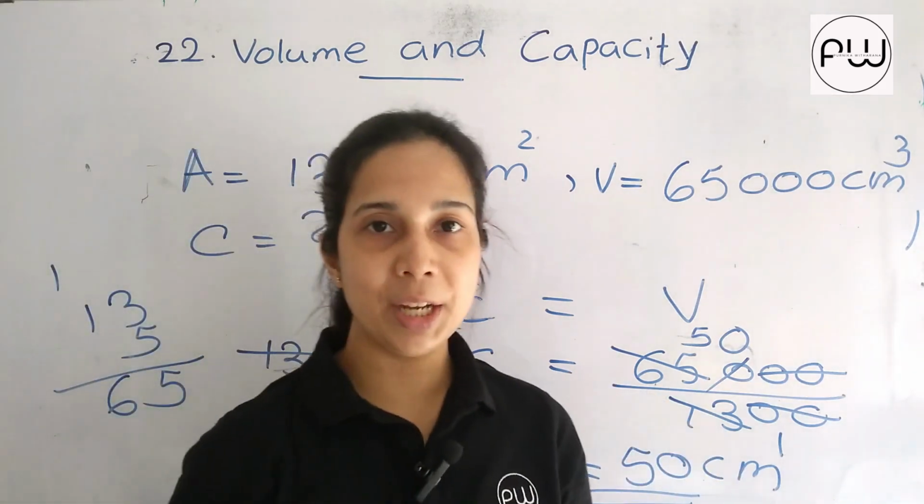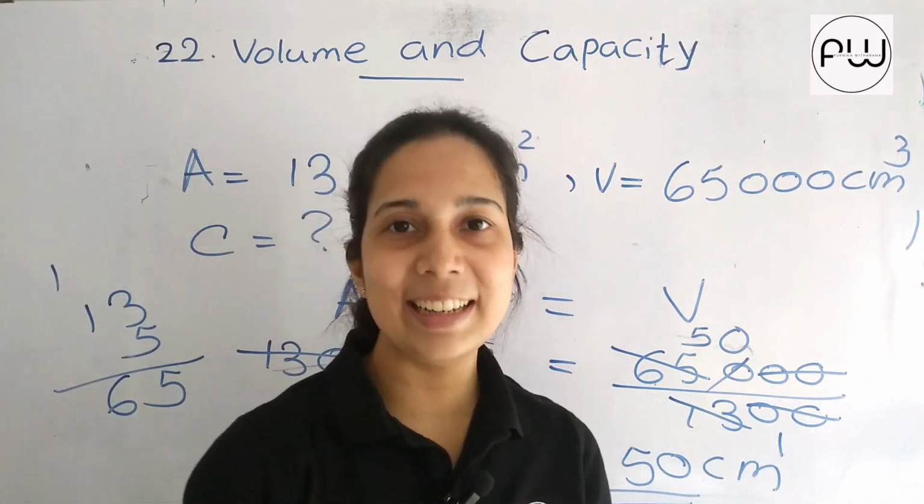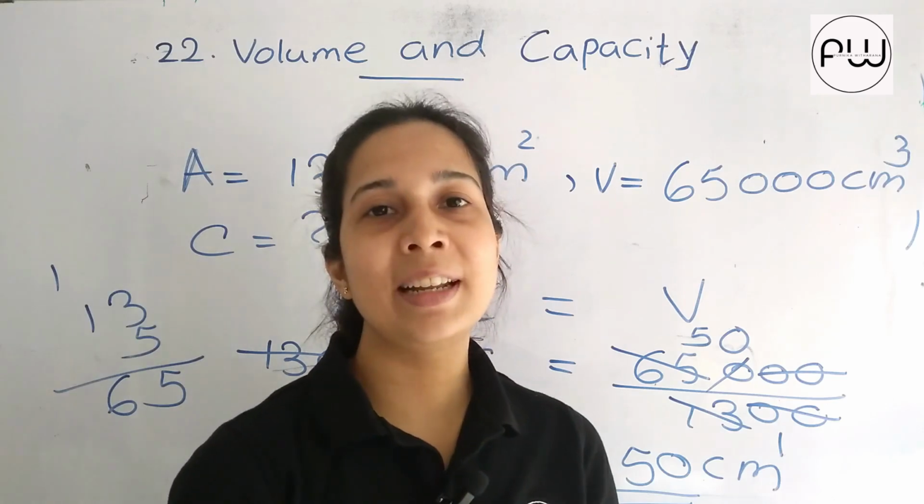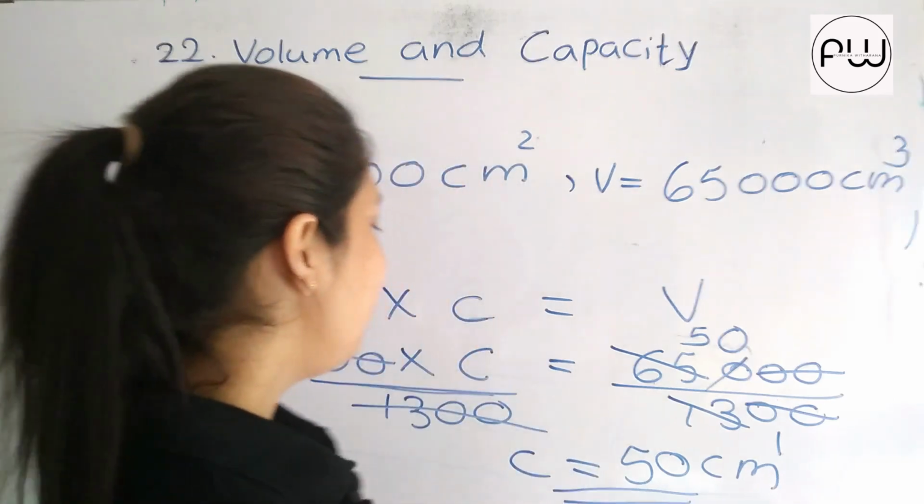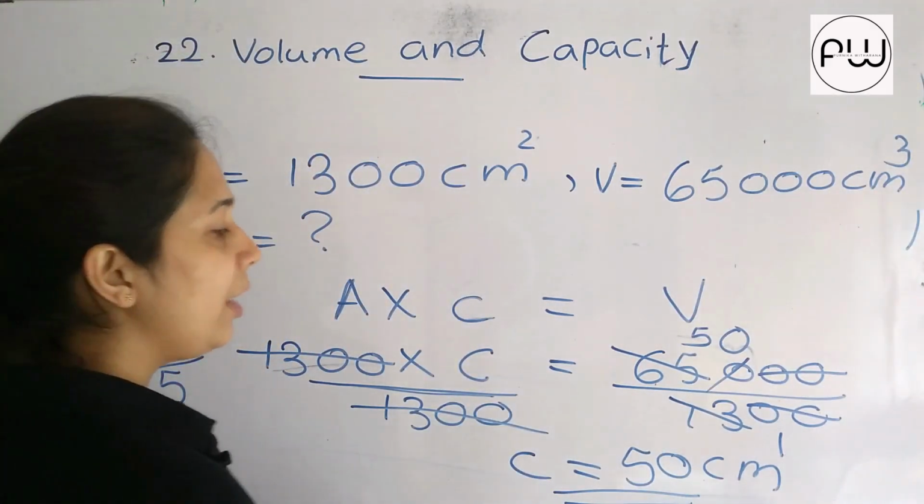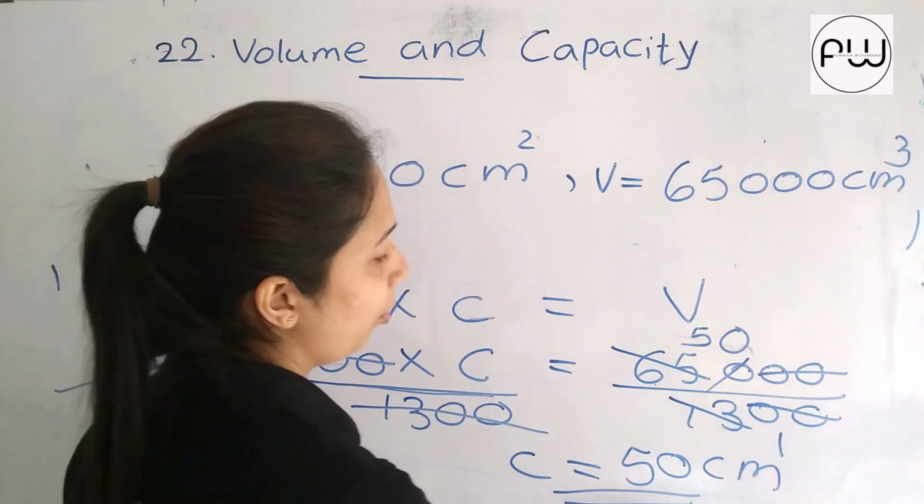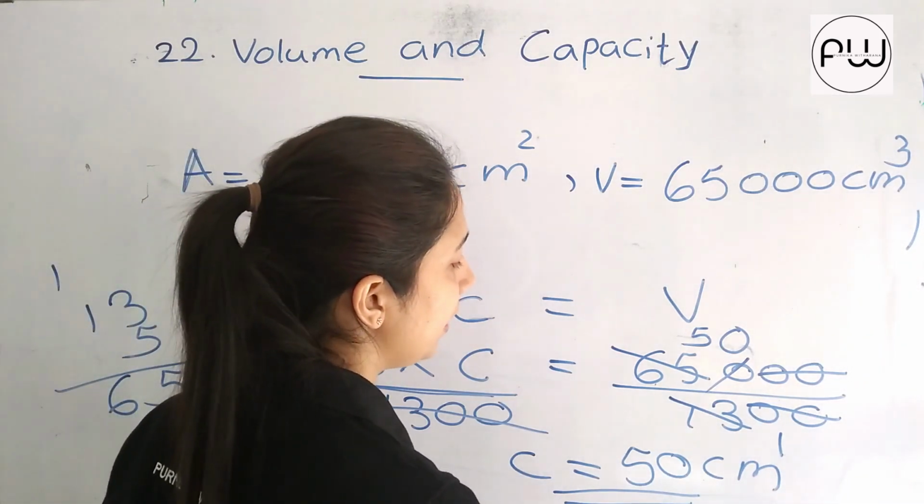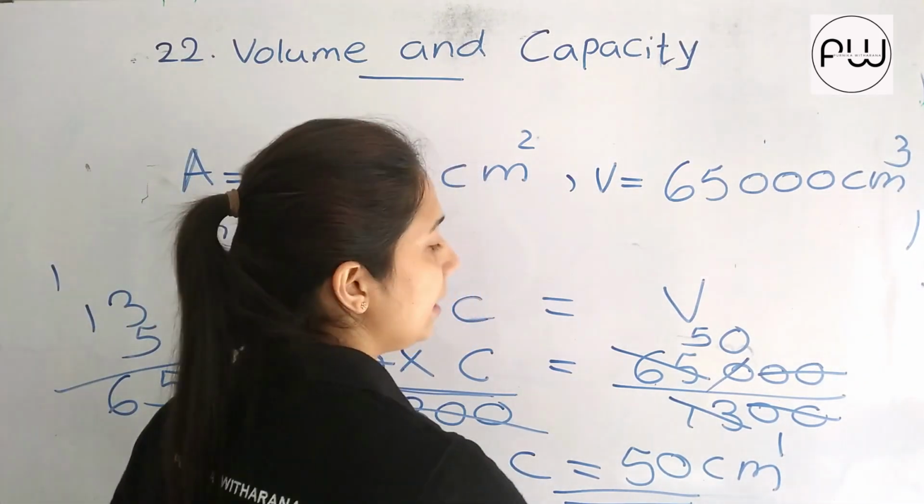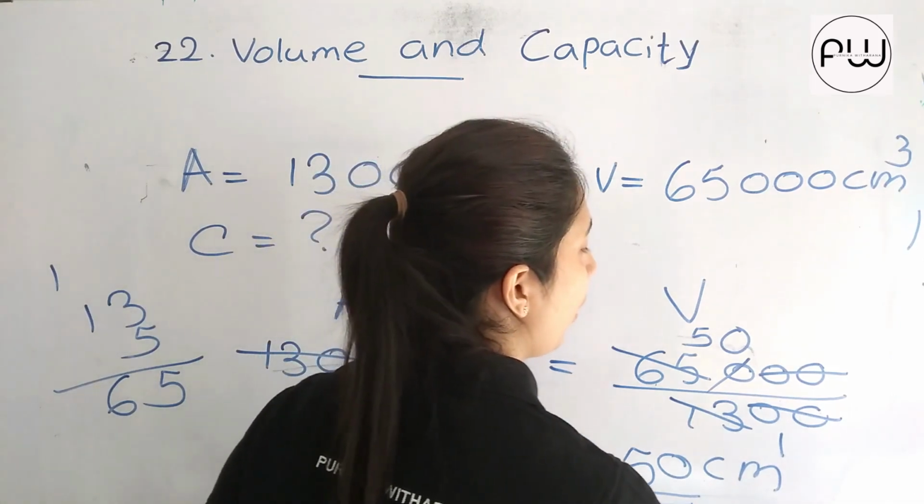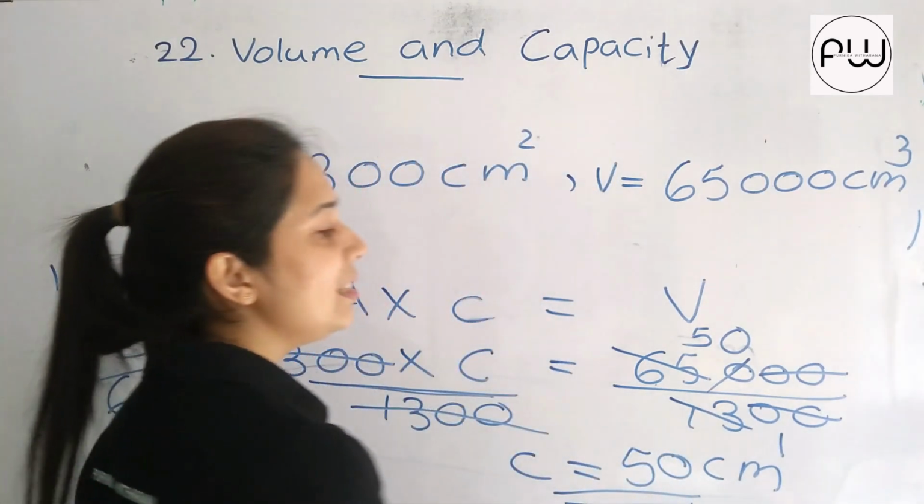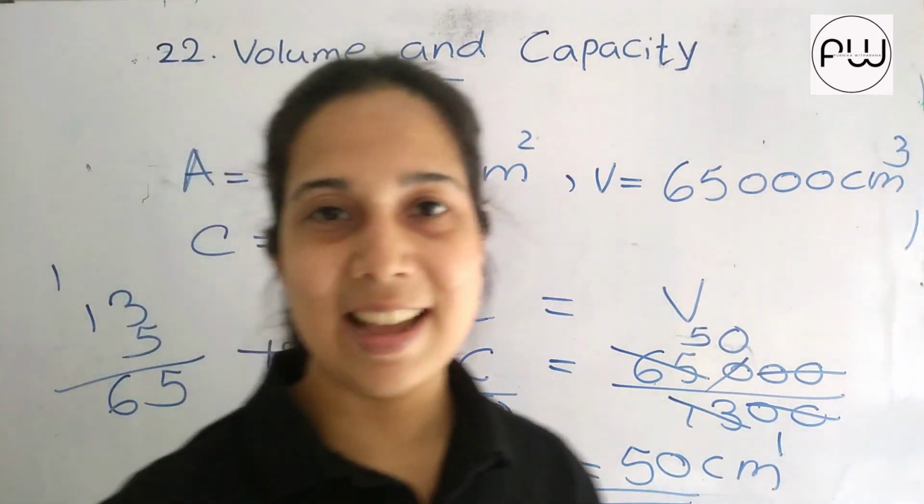But in this question, you are asked to find this height not in centimeters, but in meters. Then we can convert this centimeter value into meters. How? We can divide 50 by 100. Then it becomes 0.5 meters. 0.5 meters. Right.